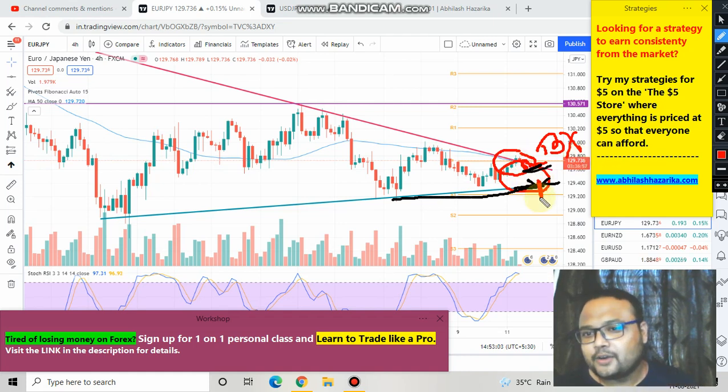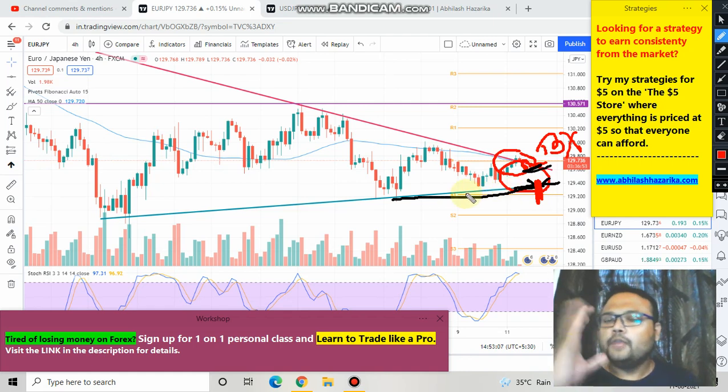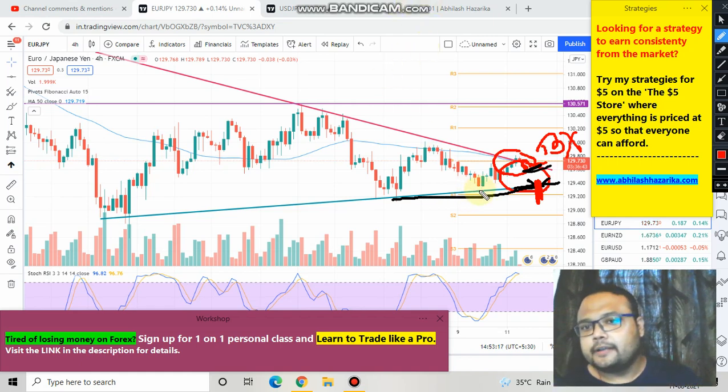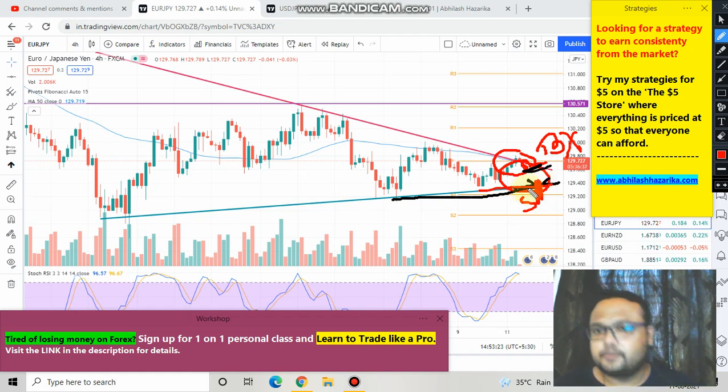So if the market crosses this trend line, this support level, then you need to wait for 4 to 6 hours and just try to understand the market. If you see that after 4 to 6 hours the market is trading below this trend line, then you can short the market below this trend line, if the market crosses this support.